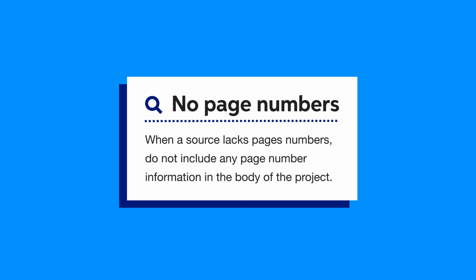When a source has no page numbers, as is often the case with long web page articles or ebooks, do not include any page number information in the body of the project. Do not estimate or invent your own page numbering system for the source.